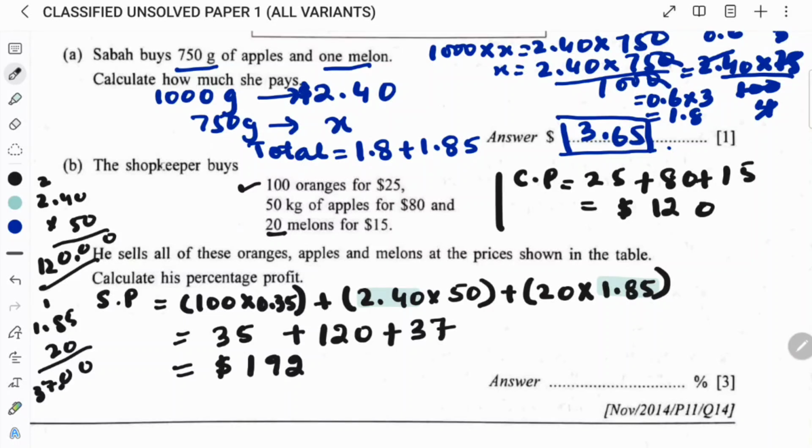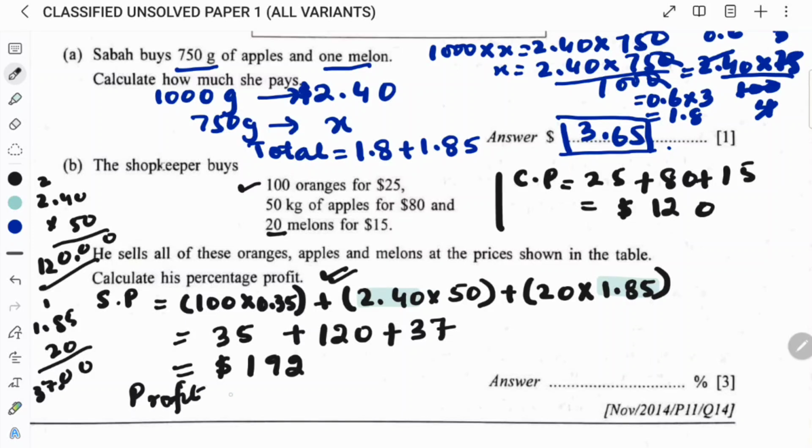$192 is the selling price. Percentage we are going to find out. You know the percentage of the profit is profit upon cost price multiplied by 100. But how much is the profit, we are going to find out in this question, and then we'll do the calculations. So let's find out how much is the profit.